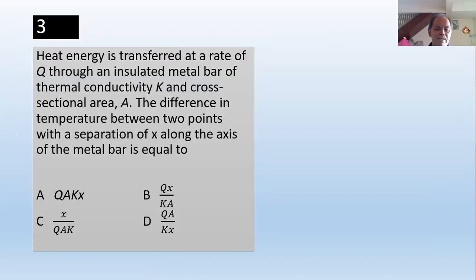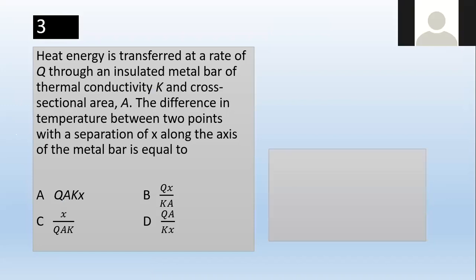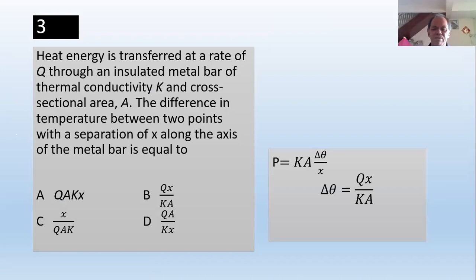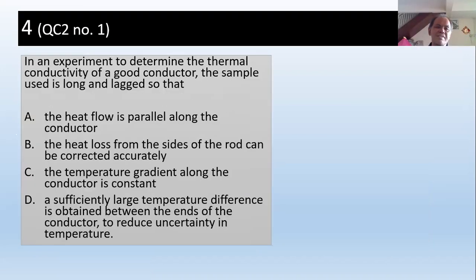This one also okay, playing with the formula only. P equals kAG, where the gradient you turn into theta over x. Then you just swap. Actually, the P you can replace with Q. Good, this one you have.